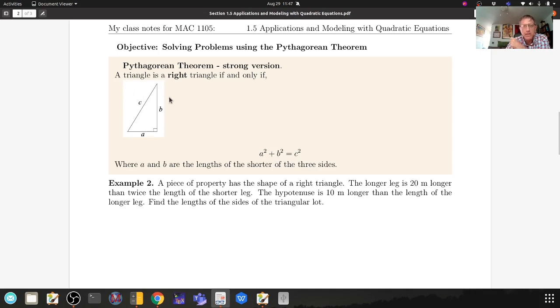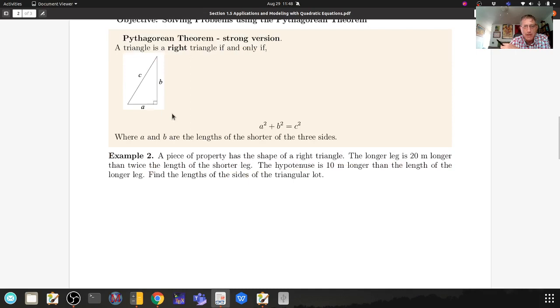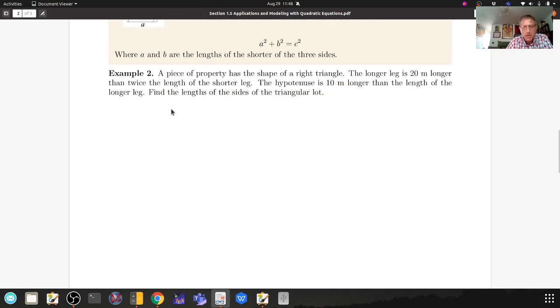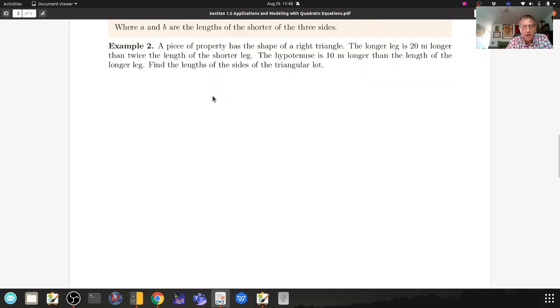That's a really, really old piece of mathematics. We can go back and look at sherds of clay tablets from the Babylonian era, and we see table after table of numbers a, b, and c, where a squared plus b squared is equal to c squared. So we know they knew all about the Pythagorean theorem. We're going to use it to solve this particular problem. A piece of property has the shape of a right triangle, so we're going to draw a picture.